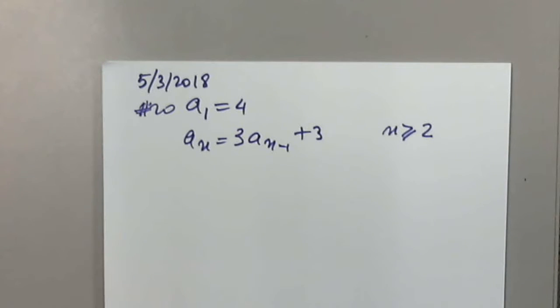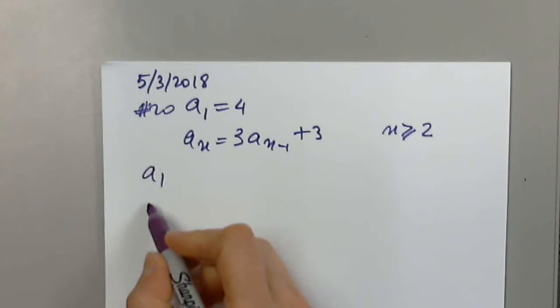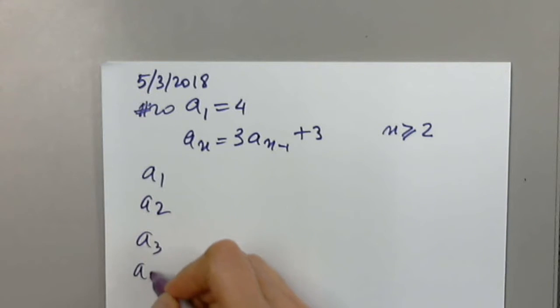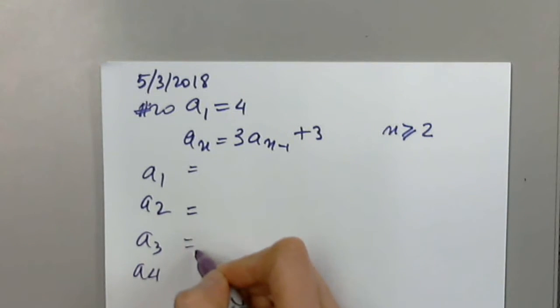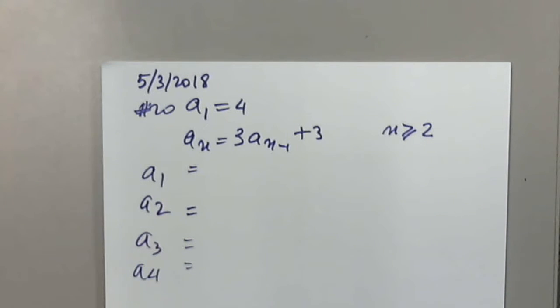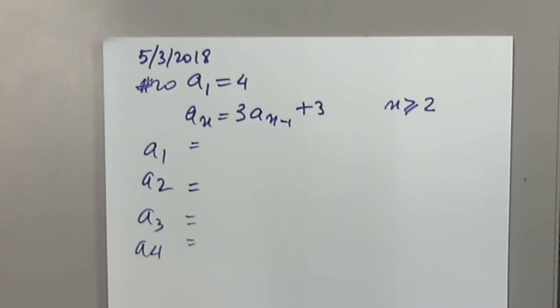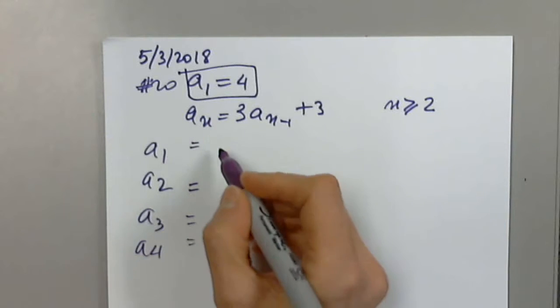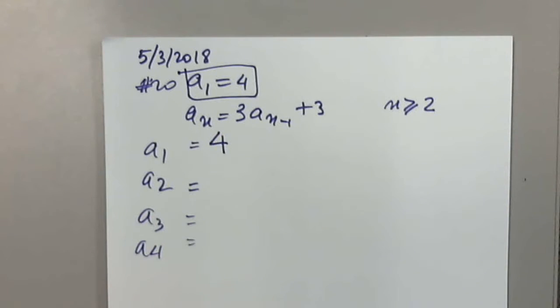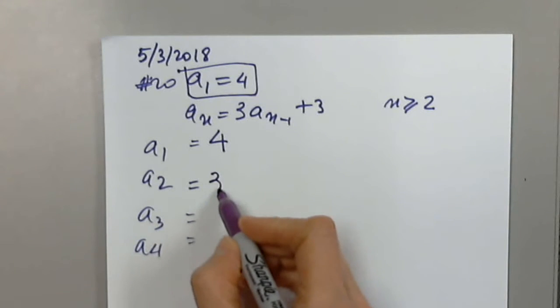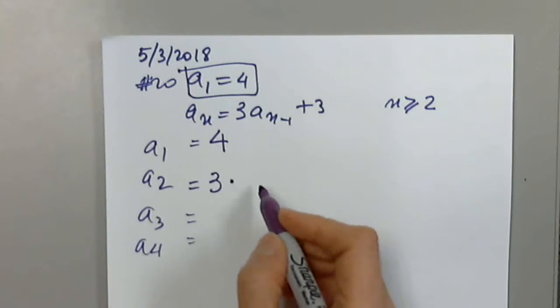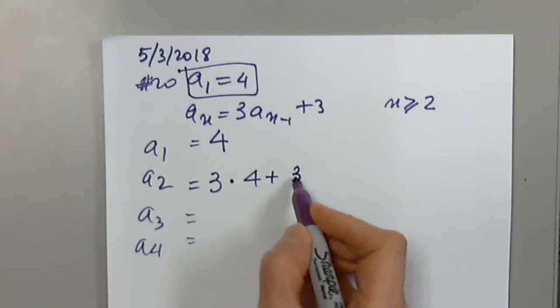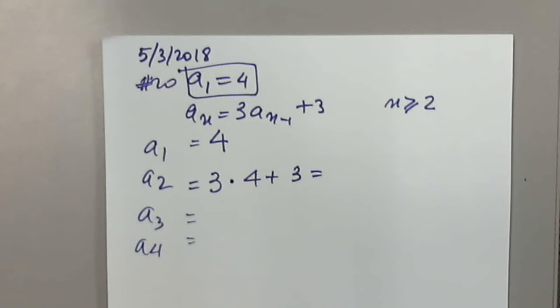But I am asked for the first 4. So A1, A2, A3, A4. So how much is A1? 4. That's it. It's given to us. How much is A2? Dictate what we should write. 3 multiplied by 4 plus 3. Is this okay, Harry? Is it clear?